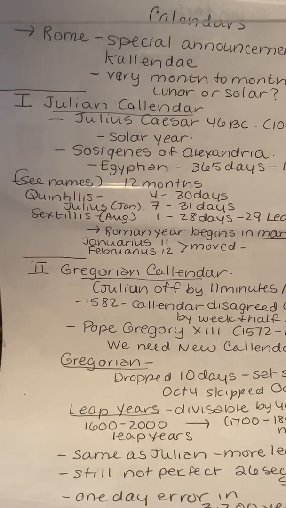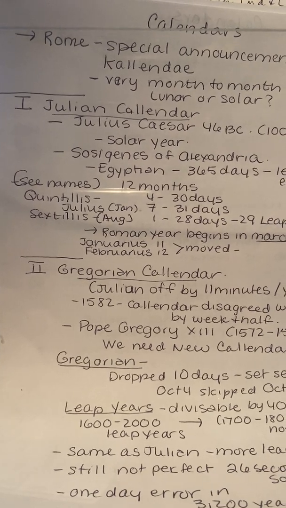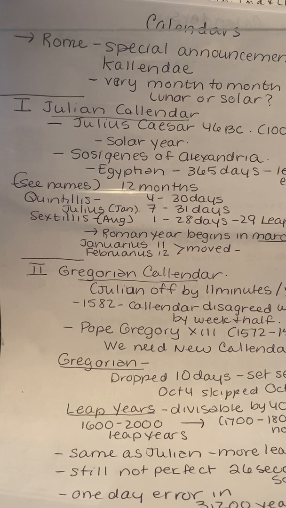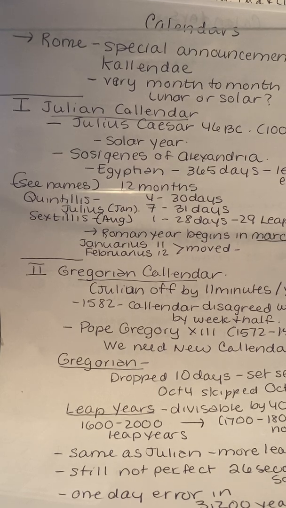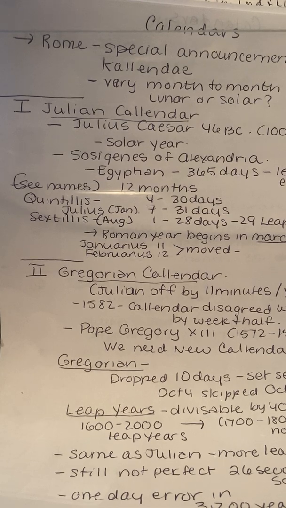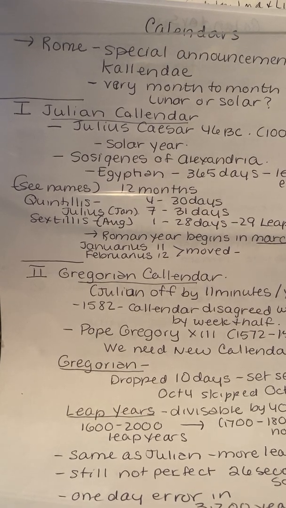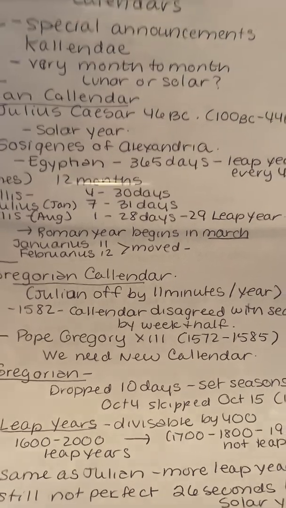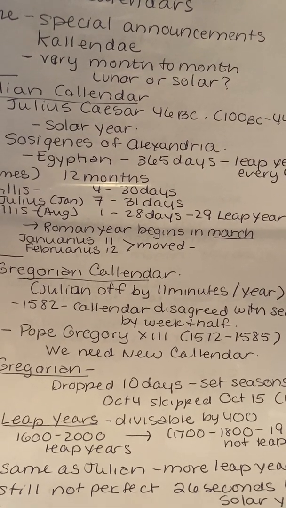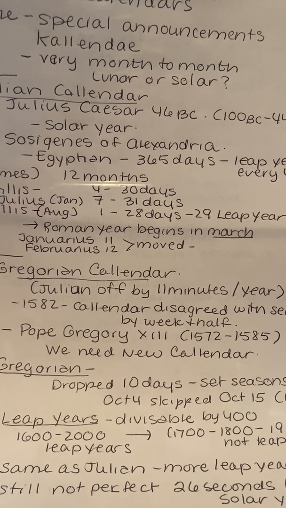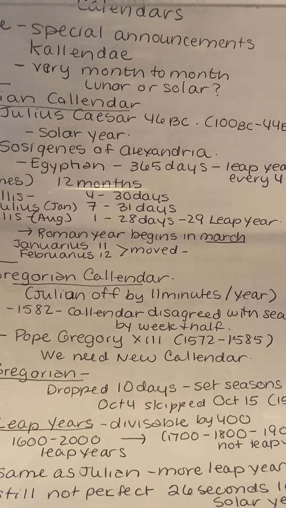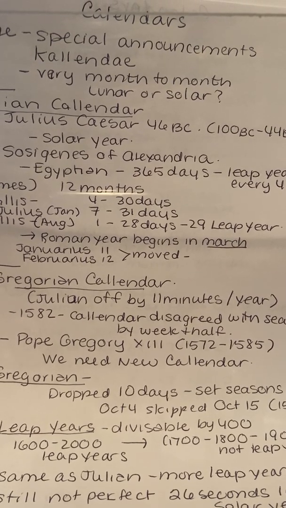And so his names were a little bit different, like Quintilis and Julius, and Sextilis would be August. And so as you look at the calendar, the months were a little different than we have now. He would say there needed to be 4 30-day months, 7 31-day months, and 1 28-day month with a 29 leap year, such as we probably have today.